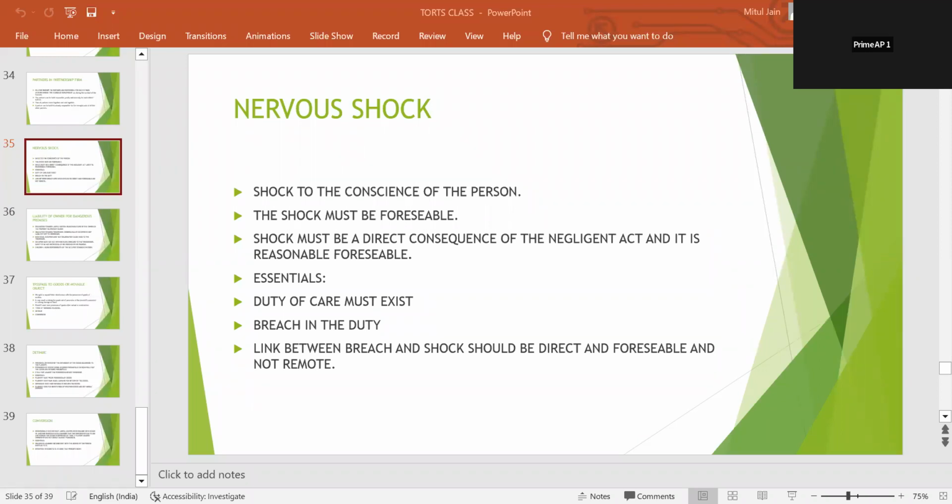Except vision, can you give me an example? Yes sir, like in this case, for example you said that someone called her and told her, so if she experiences a nervous shock by hearing it, will we be liable for that? No, no, too remote. Okay. That is exactly what I'm saying. It would be too remote.